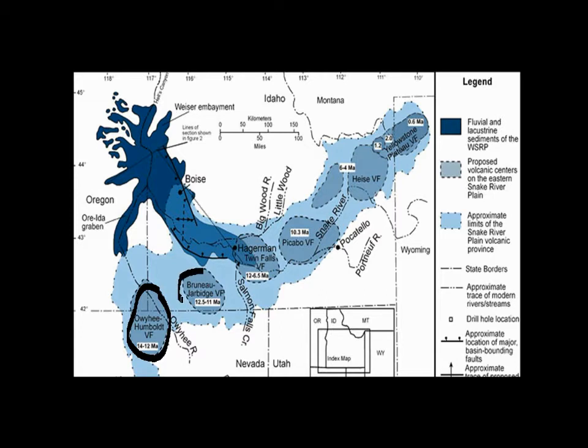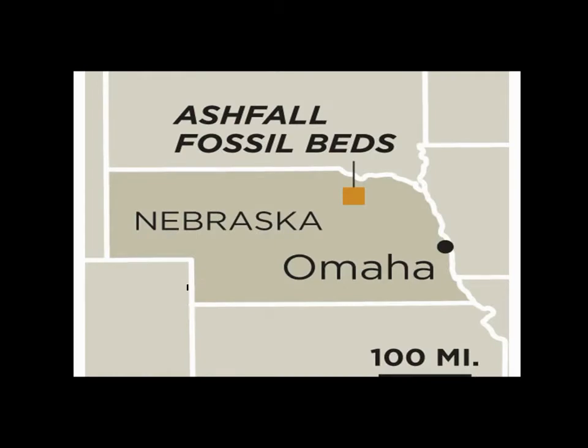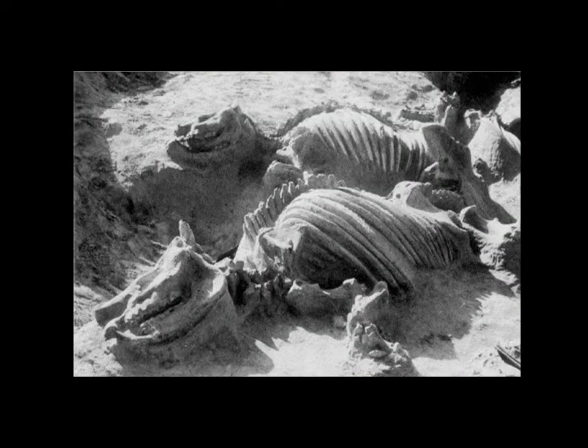The Bruneau-Jarbidge eruption that occurred approximately 12 million years ago was massive and produced one of the largest rhyolite flows in the world. The ashfall from this eruption traveled for hundreds of miles, covering what is now Nebraska. This produced the Ashfall Fossil Beds, where prehistoric animals were found fossilized in 10-foot-thick volcanic ash.